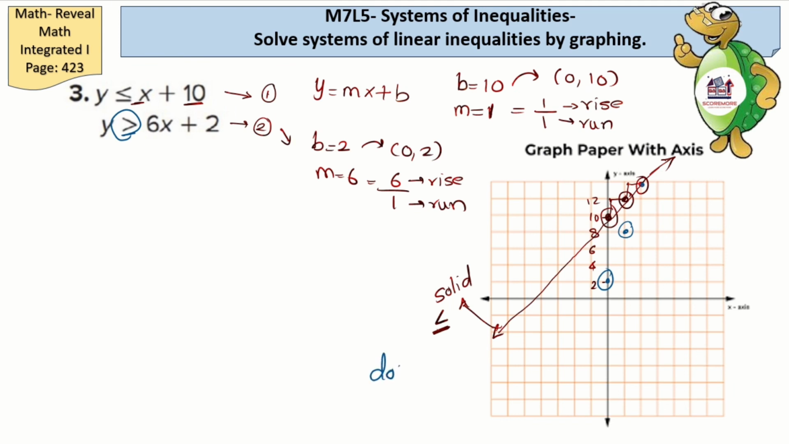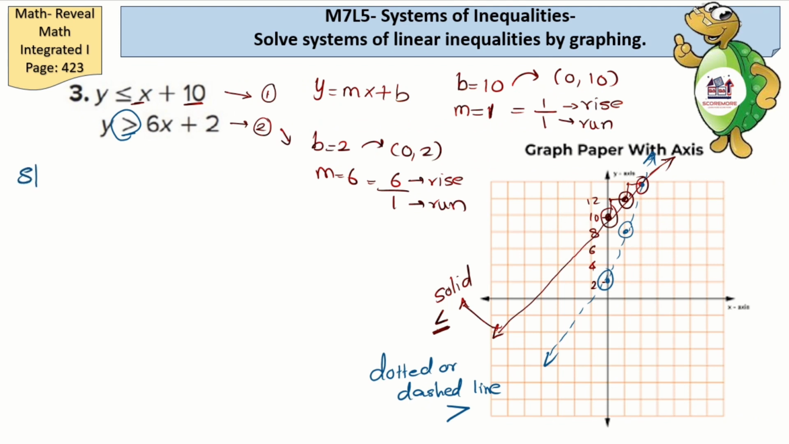After that we are going to draw a dashed line or a dotted line. Why? Because in this inequality we don't have an equal symbol. So I'm going to use a dashed line to join all the points. We are done with graphing both the inequalities.